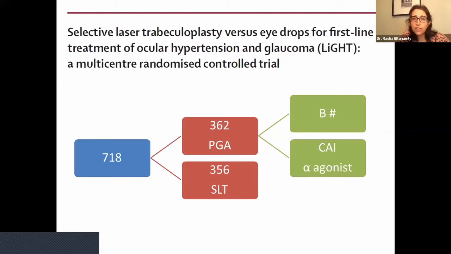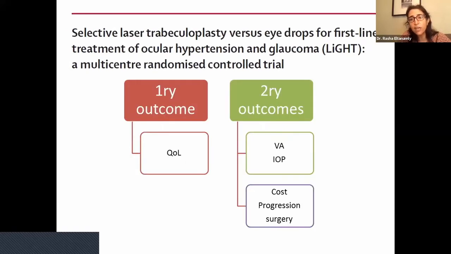The primary outcome was assessing the quality of life of the patients, whereas the secondary outcomes were assessing any change in the visual acuity, any drop of intraocular pressure or the rate of drop of intraocular pressure, the cost of either procedure, the progression of glaucoma, and the need for further surgery.